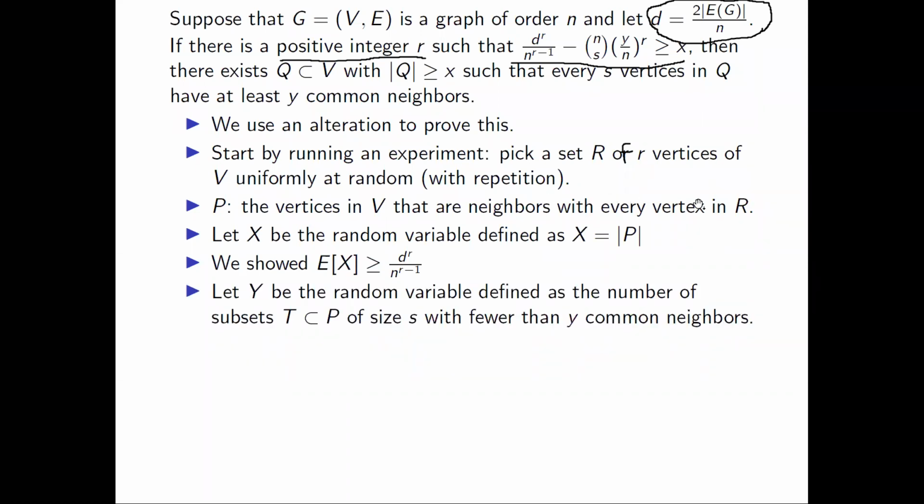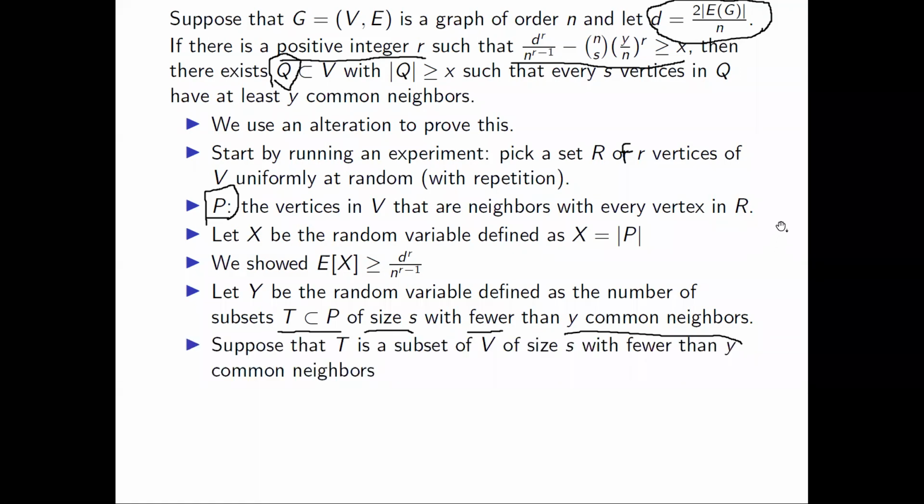We're going to define another random variable in this slide. This random variable will be called Y, and it's defined as the number of subsets T, which are subsets of P. So P right here is the vertices that are neighbors with every vertex in R. These subsets are the subsets that prevent P from being the set Q that we're looking for. So the set Q has every subset of S vertices having at least Y common neighbors. And these subsets down here, they have size S, but they have fewer than Y common neighbors. So these are the problem subsets. And we can suppose that T is some subset of V of size S with fewer than Y common neighbors. So not just a subset of P, but a subset of V, the vertex set of our graph.